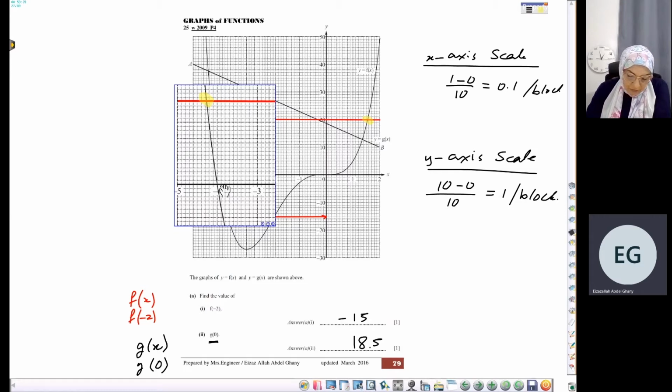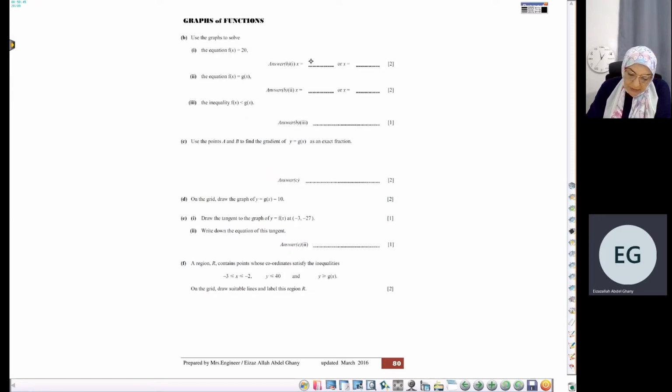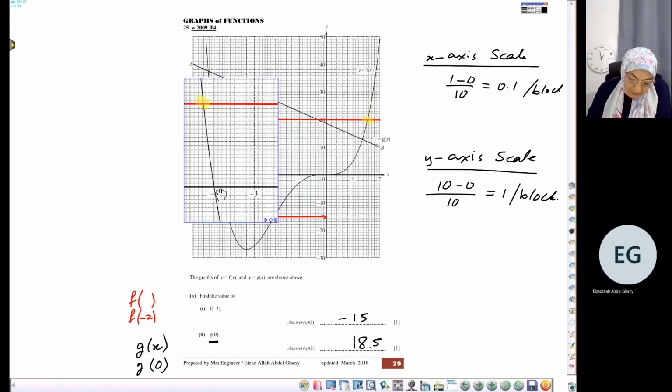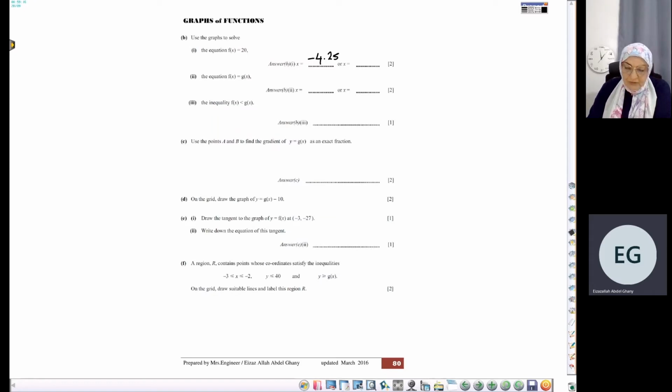Here is -4, and this point is, let's go up, before -4: -4.1, 0.2, nearly 0.3. So I can write it here, -4.3. Or, to be accurate, you are allowed to read 0.5 of a block. Here is -4, -4.1, 0.2, 0.25, so -4.25. This is the first point.